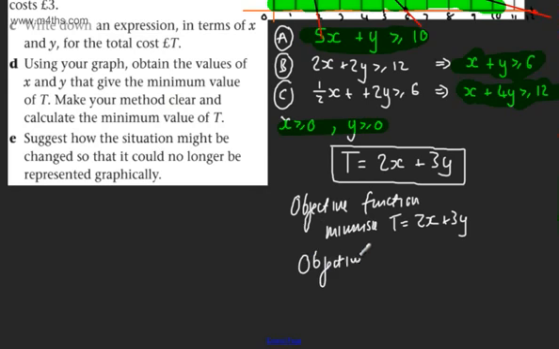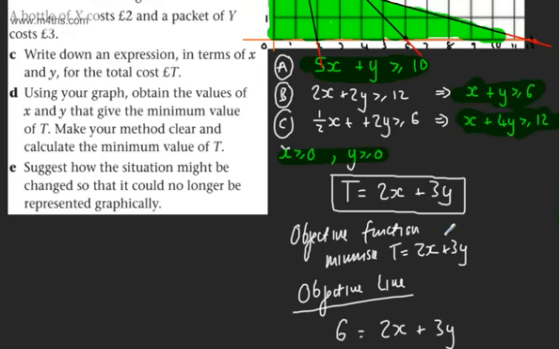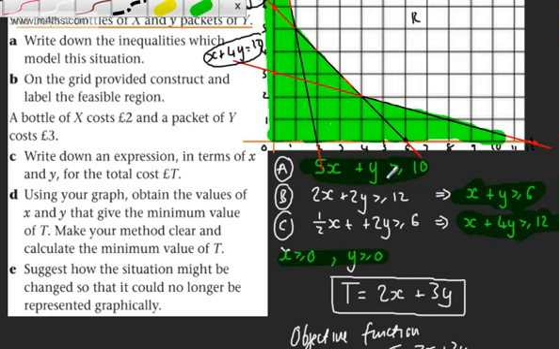Now our objective line is going to be T is equal to 2x plus 3y. So using the objective line, this is the method. So let's look at the lowest common multiple of 2 and 3. That's going to be 6. So if I simply set now this T to be a constant and say that 6 is equal to 2x plus 3y, what we can do is go ahead and put on an objective line. So if y is 0, x is going to be 3. If x is 0, y is going to be 2.